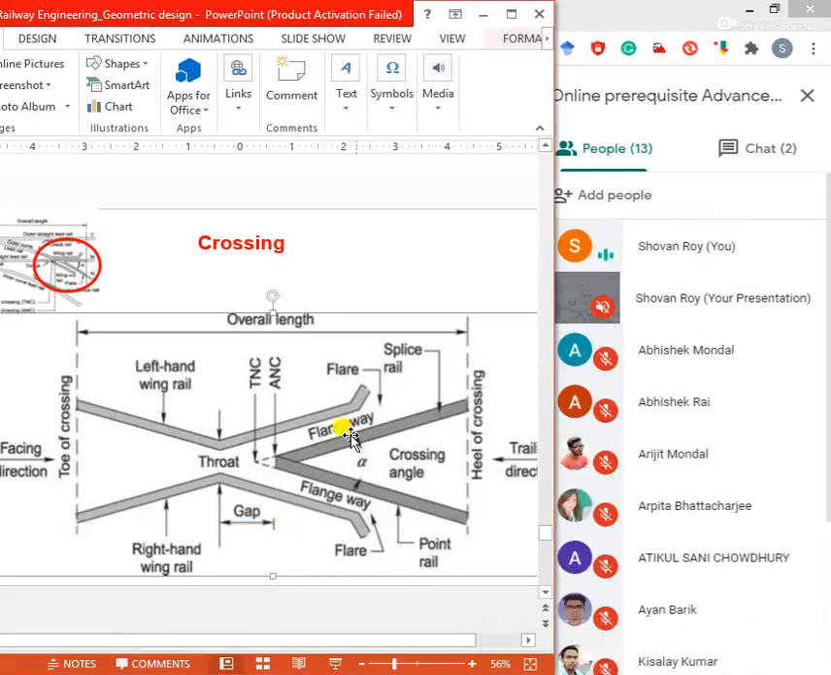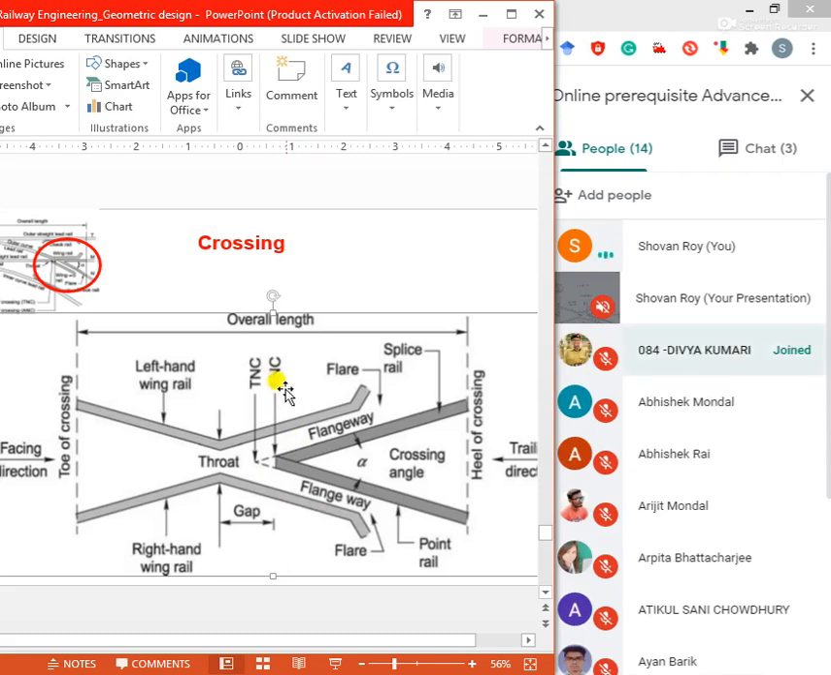So this picture is specific for the crossing, and each and every component of the crossing has been shown here, like TNC theoretical nose, the actual nose, then splice rail, point rail, flare, flange way, then throat, gap, right hand wing rail, left hand wing rail.